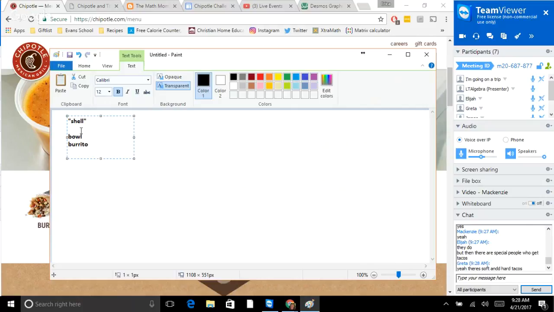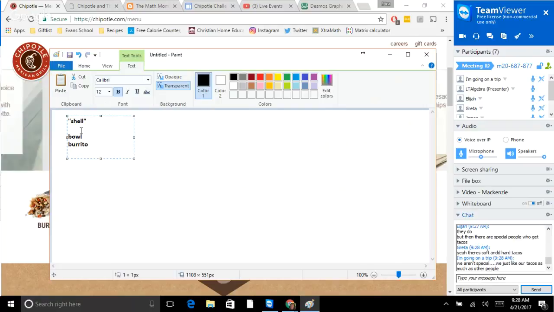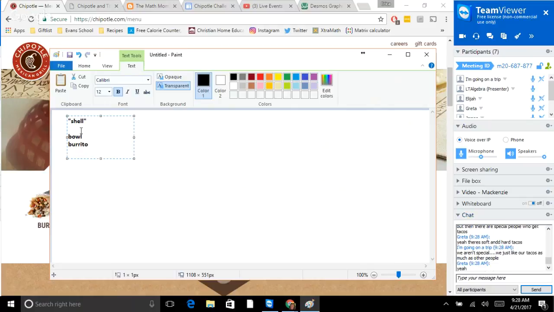You want to count the tacos under the shell category. Special people get tacos. So what do you think? Should the soft and hard tacos go under the shell category? Greta says yes. Who's with Greta? I agree. They're kind of like the shell, the vessel, right?